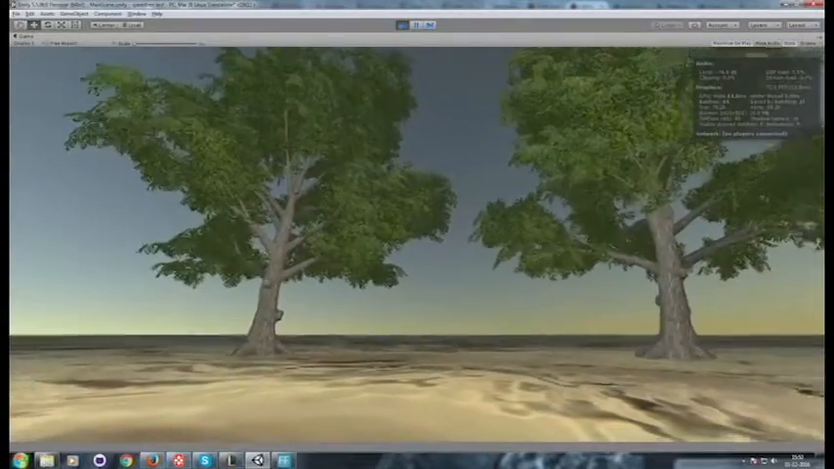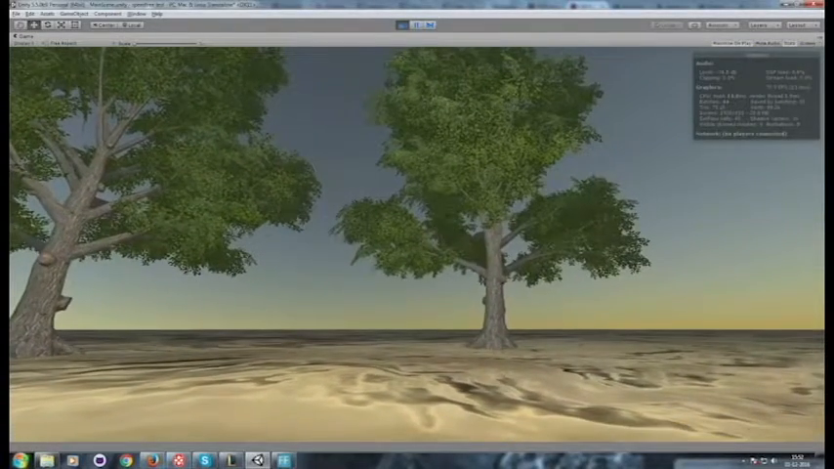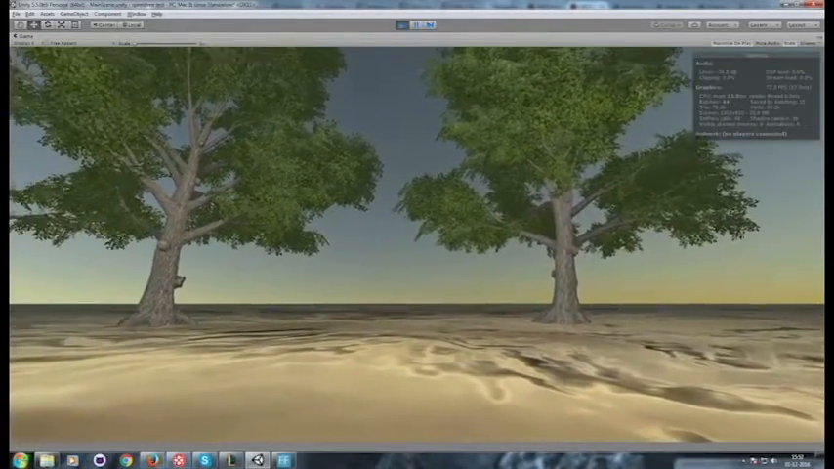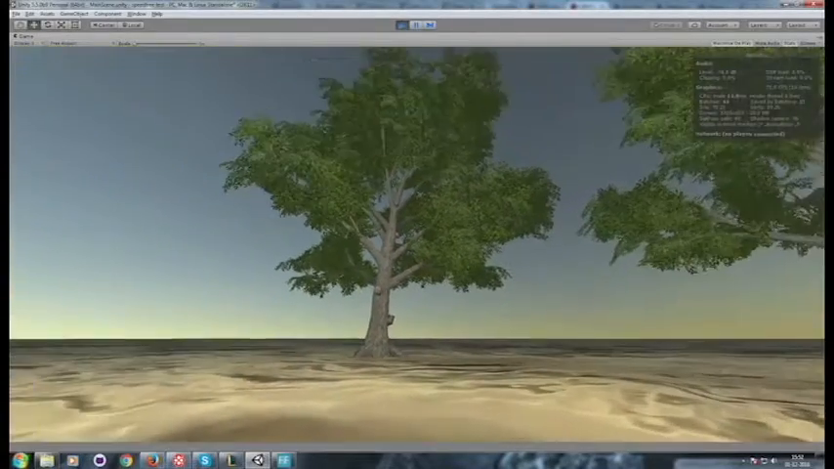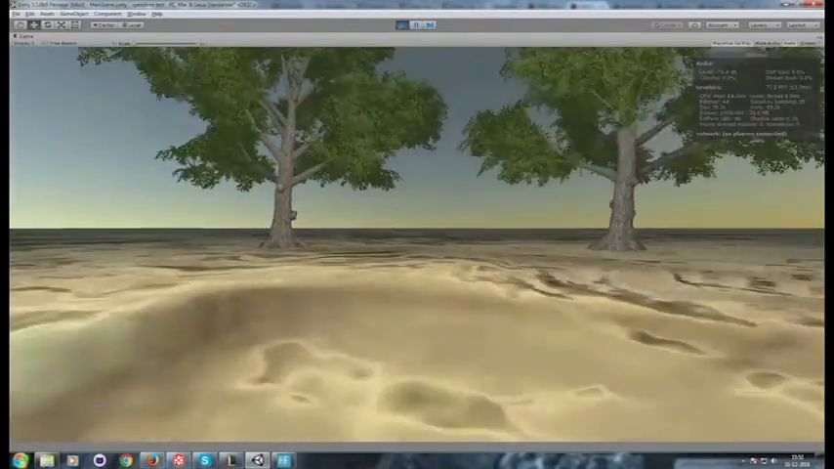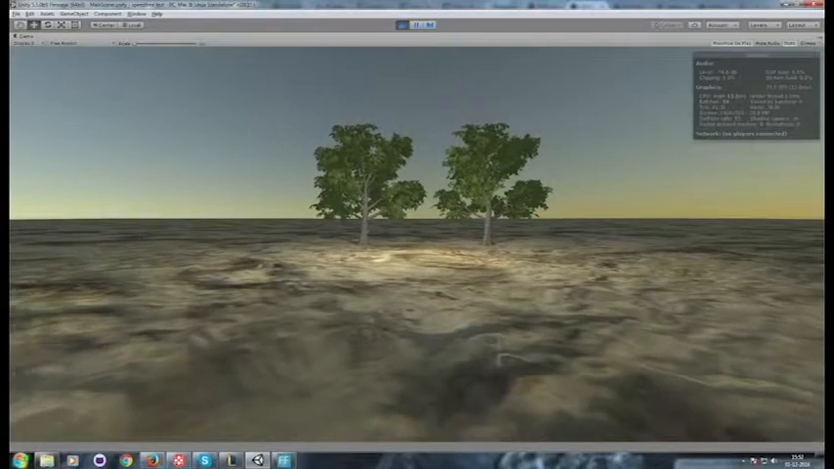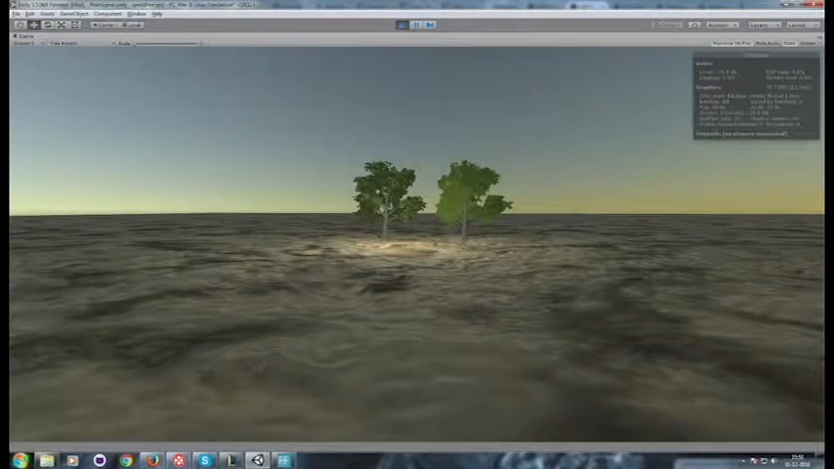Here we have two identical trees. The tree on the right has its threshold for level of detail set lower than the one on the left. This means that the one on the right will have its billboard shader applied earlier than the one on the left.